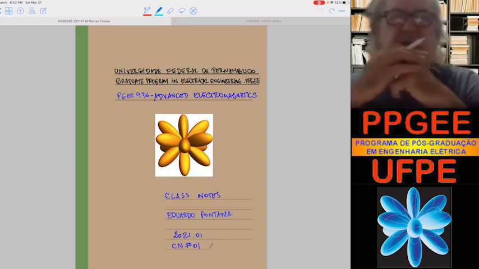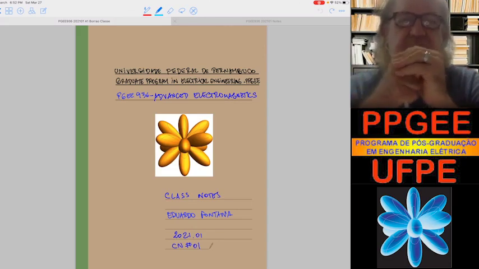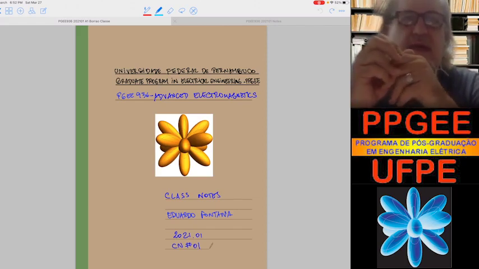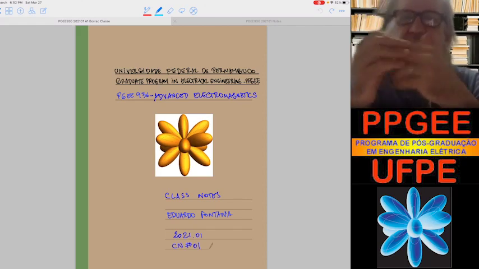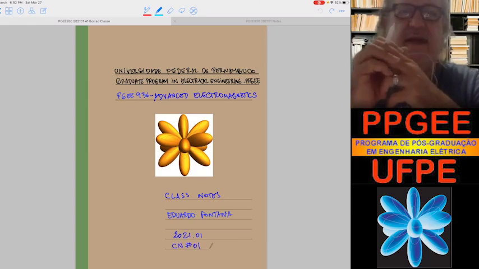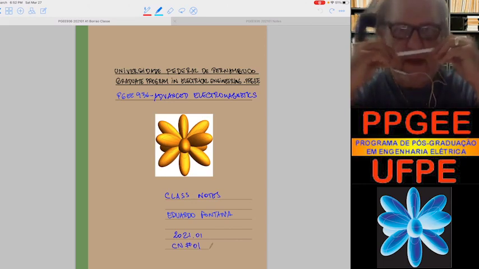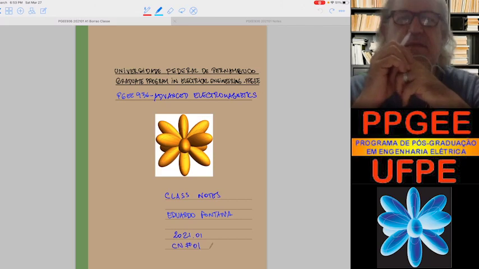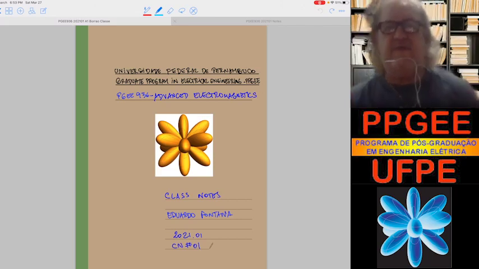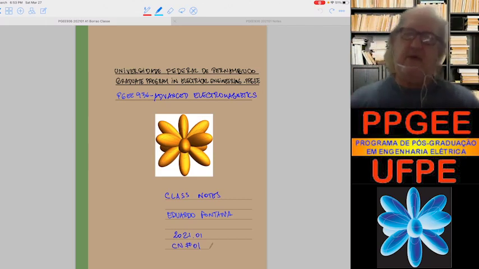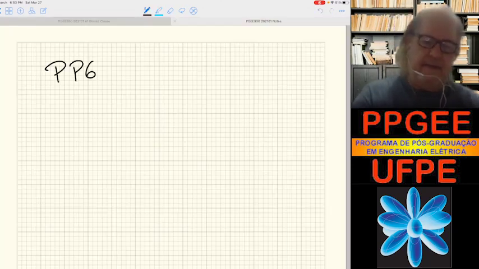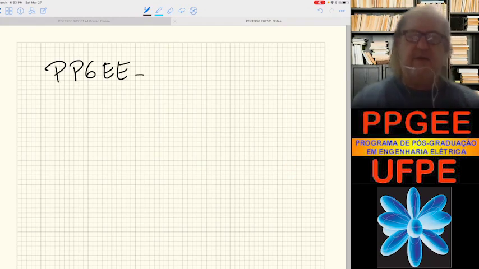This is a 60-hour course on electromagnetism for graduate students, either seeking the master's or PhD degree in electrical engineering, or even in related areas that use electromagnetism as a core basic subject. This course is part of the photonics curriculum at the graduate program in electrical engineering at Federal University of Pernambuco, which we have the acronym PPGEE. That's the acronym for the graduate program in electrical engineering.